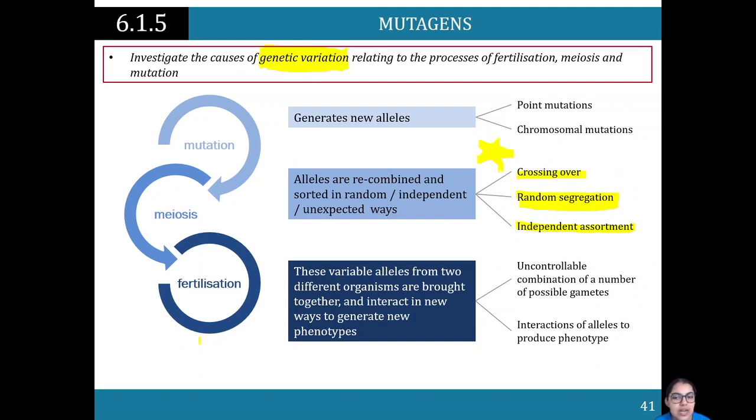And finally, fertilization. So this is where these variable alleles from two different organisms are brought together, and they interact in new ways to lead to the creation of new alleles and new phenotypes. So there is an uncontrollable combination of a number of possible gametes, and the interaction of alleles to produce phenotype also leads to genetic variation.